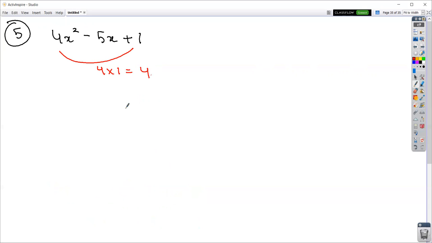Looking for the multiples of 4. Because we need to keep in mind that what we are trying to get is the middle term to be minus 5 with the multiples. So 1, and then we are having another number, which is 4. But if I take minus 1 and minus 4, that would give me minus 5, which is the middle term.